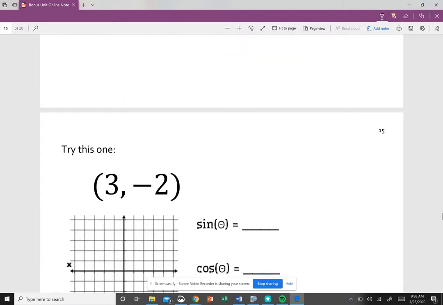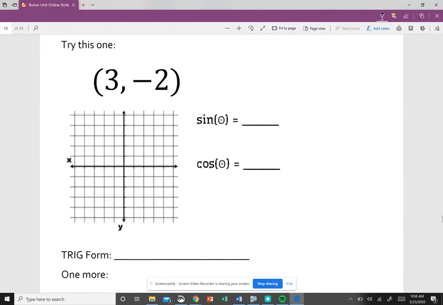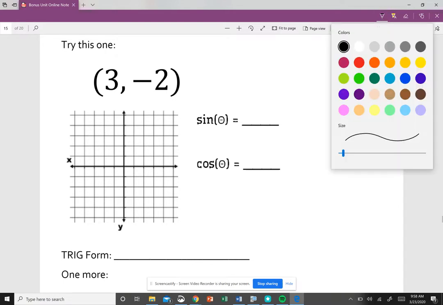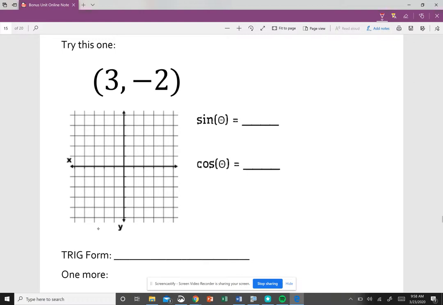Okay, so let's go ahead and try this one. So if we do sine of theta, first off, we need to find all of this information. So we're going to go over 3, down 2. 1, 2, 3, 1, 2. So this point right here. Okay. And I'm going to draw my lines, connecting it and making it my pretty little triangle.